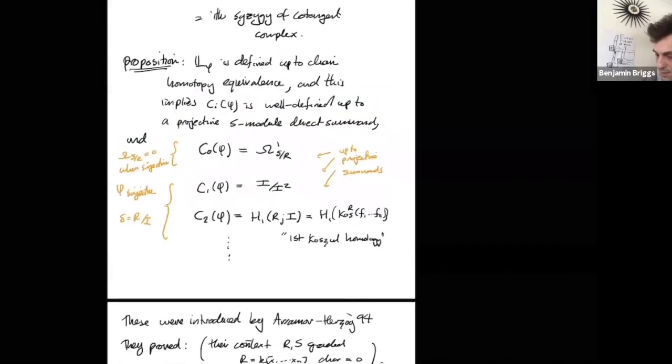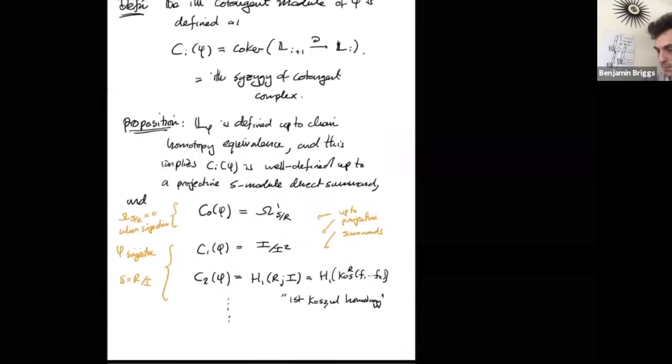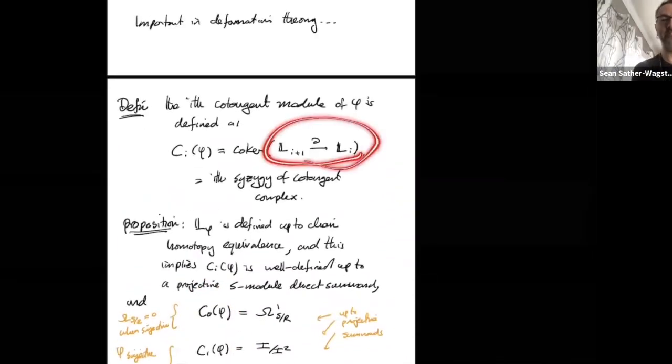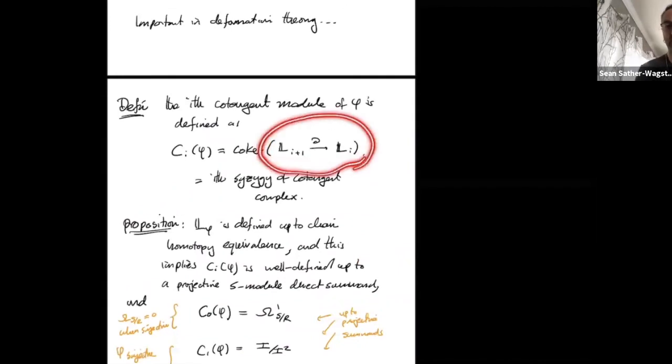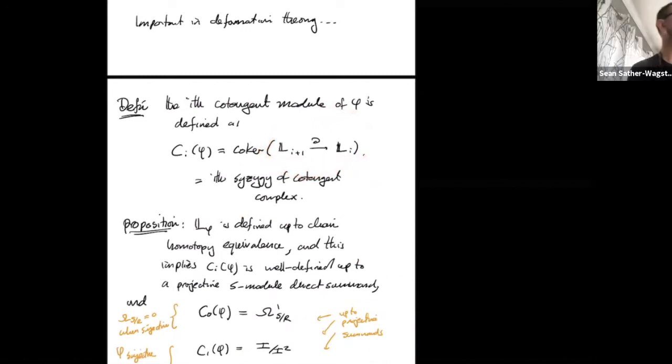Well, that depends on how intrinsic you think the definition of the cotangent complex is, because when you work out the cotangent complex, it involves taking a resolution, which is similar to what doing a Cohen factorization is anyway. Okay, fair enough. Thank you.